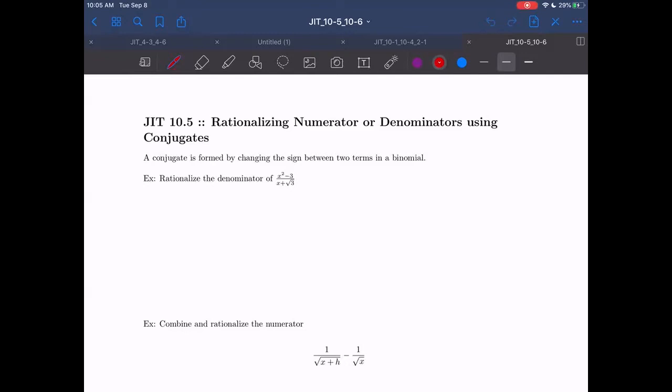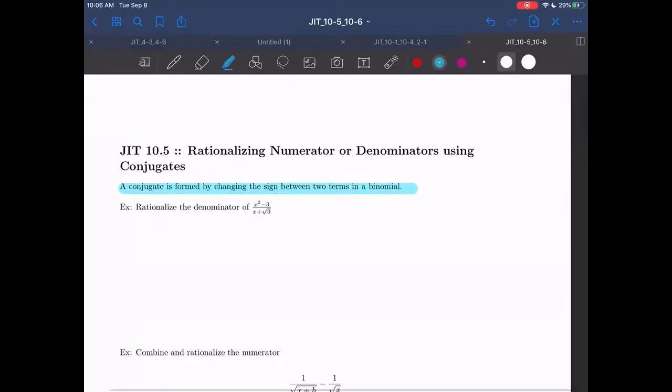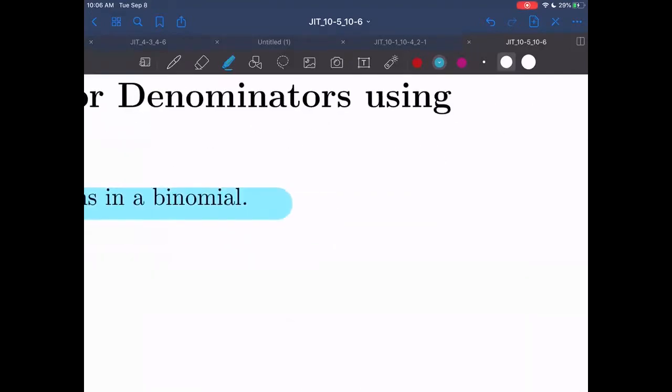Okay, so a conjugate is formed by changing the sign between two terms in a binomial. So for example, if I have x minus the square root of 3, the conjugate of that would be x plus square root of 3.